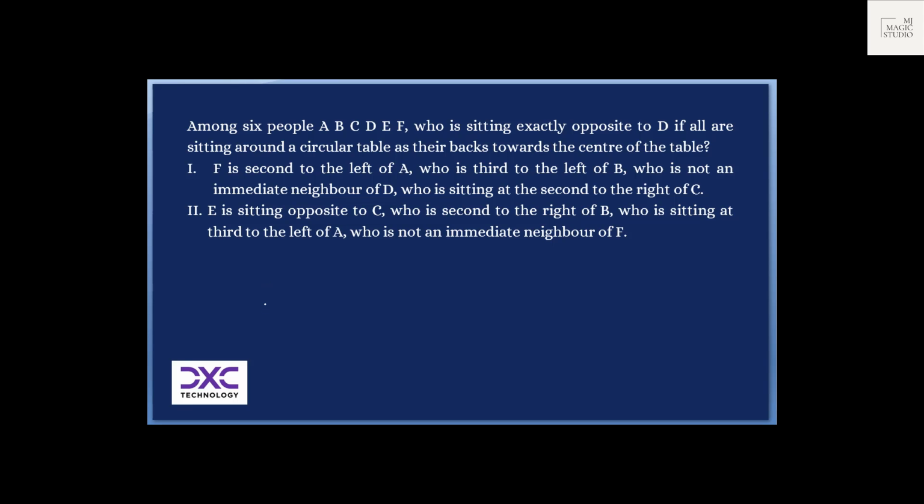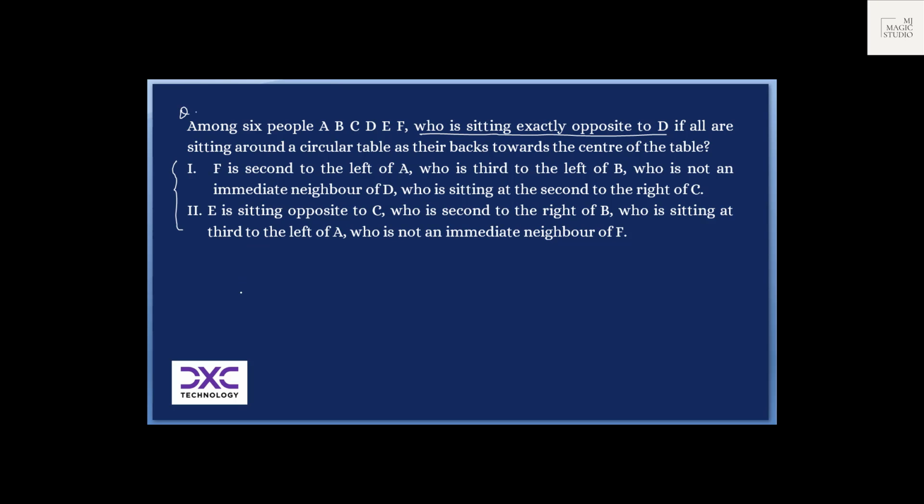The more you practice data sufficiency, the more accuracy will come. Here I haven't given the options, but we know the drill for data sufficiency: a question is there and we need to identify which statement is sufficient to answer. Among 6 people, A, B, C, D, E, F, who is sitting exactly opposite to D? Okay, this is the question. Who is sitting exactly opposite to D if all are sitting around a circular table with their backs towards the center of the table? That means each one of them is looking out of the table.